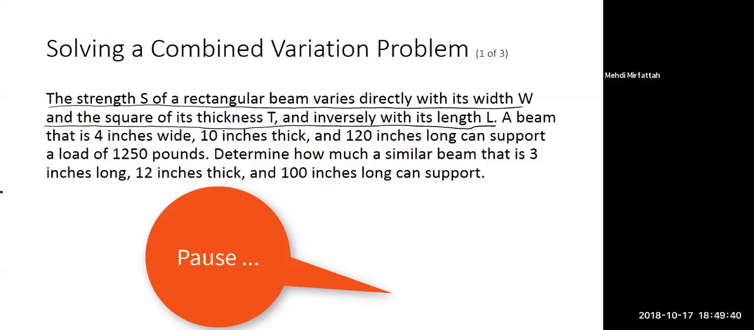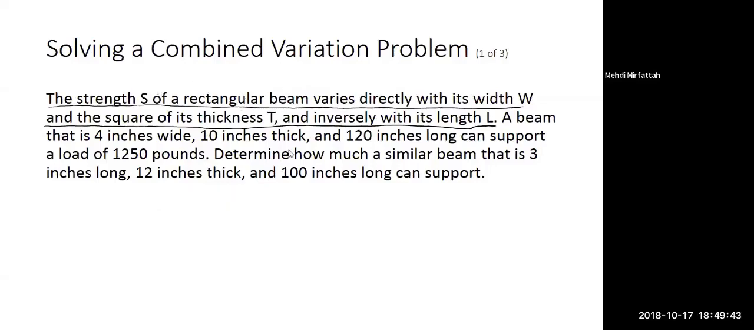Okay, so far, I should be able to come up with my formula here. It says S varies, so I'm going to put some factor K here, directly with W, so W goes to the top of the fraction, and the square of T, so that goes to the top of the fraction, and inversely with L, so L should go to the bottom of the fraction. Does that make sense? That should be my formula. In order to solve for K, I have to read the rest of this. Somebody should give me the values of S, W, T, and L at some point, and it looks like we have that here.